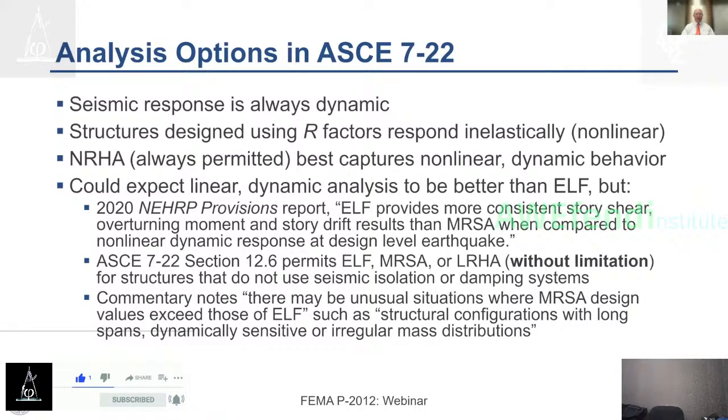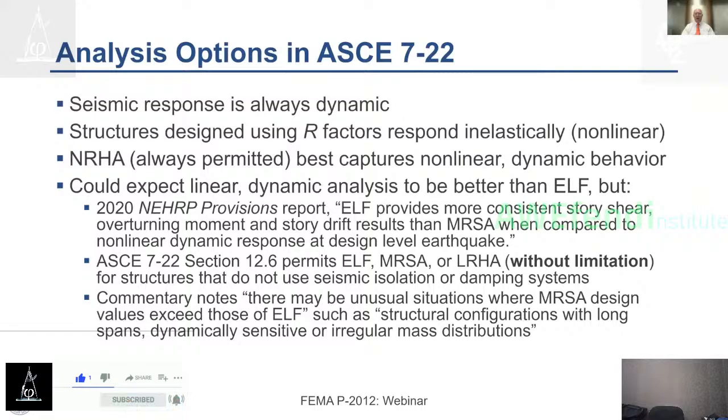Now, you could expect that linear dynamic methods are better than the equivalent lateral force procedure because they're more complex. They include an explicit characterization of the dynamic response of the building. But in fact, that proves not to be true. As you noticed in what the NEHRP Provisions 2020 report says, the ELF provides more consistent story shear, overturning moment, and story drift results than modal response spectrum analysis.